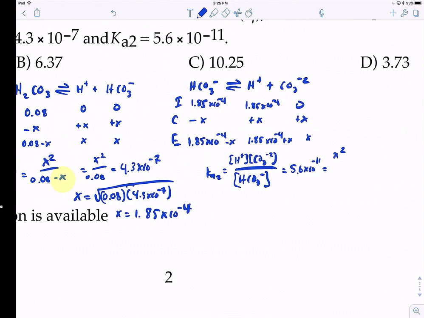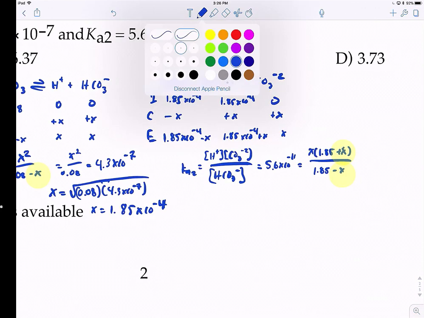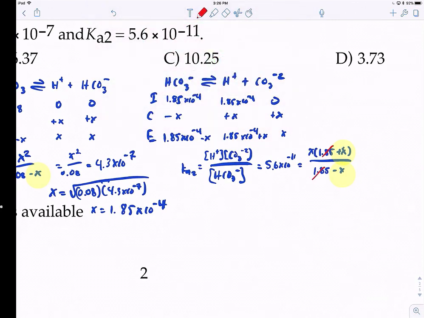That equals x, oh, there's an x there: x times 1.85 plus x, over 1.85 minus x. Oh, and the math, you'll love this math. You can discount those x's, and if you discount those x's, then the 1.85s will cancel. And x is 5.6 times 10 to the minus 11.